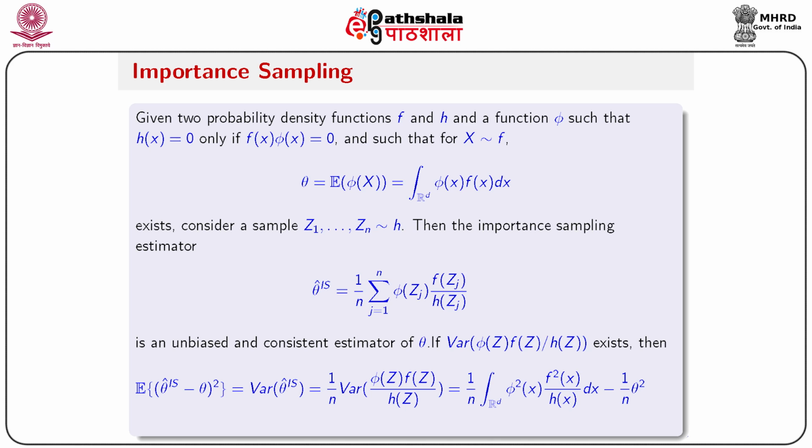Then the importance sampling estimator theta hat is 1/n sum over j equals 1 to n of phi(Z_j) f(Z_j) divided by h(Z_j), which is an unbiased and consistent estimator of theta. If the variance of phi(Z) f(Z)/h(Z) exists, then the expectation of theta hat is theta, and the variance of theta hat equals 1/n variance of phi(Z) f(Z)/h(Z), which equals 1/n integral of phi squared(x) f squared(x) / h(x) dx minus 1/n theta squared.